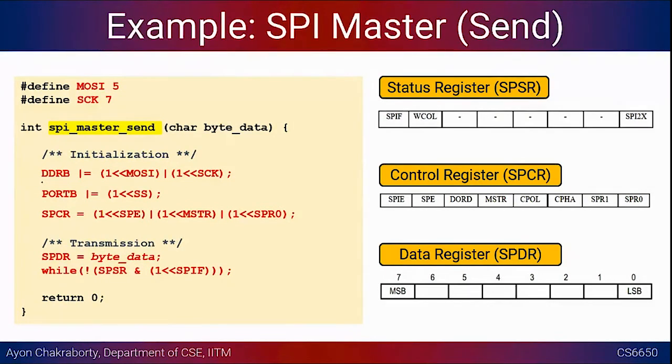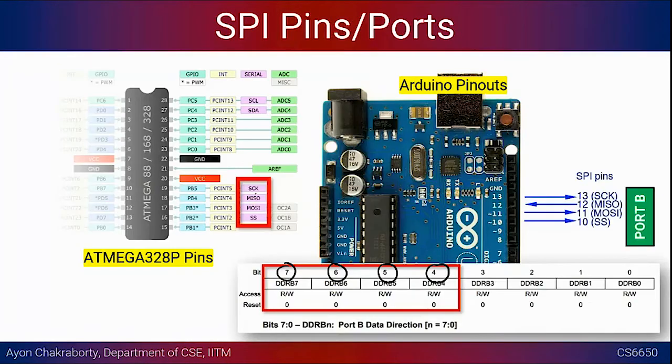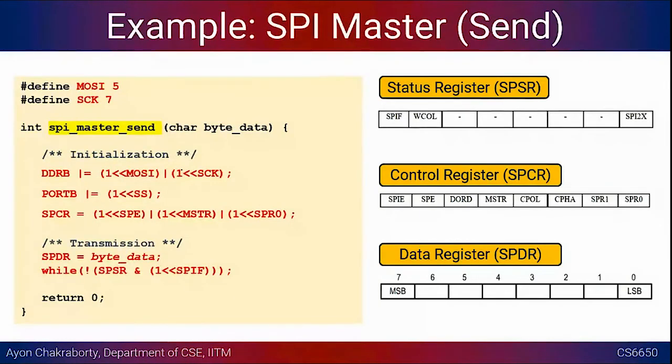So this is the DDRB, the data direction register, and what will be the direction? This will be out, right? It will be data out because the master is sending the data out to the slave device or the sensor. And for MOSI and SCK, as we saw here, these are the corresponding bit offsets, so we have to use these particular values of 5 and 7. What we are doing is setting the DDRB register so that those two pins, the clock and the master out slave in, are set as output.